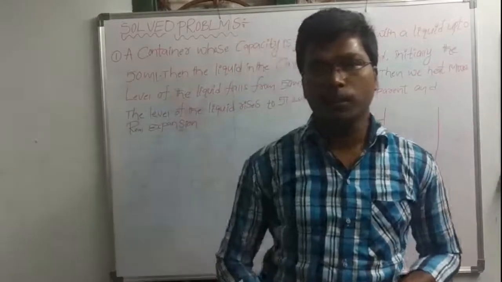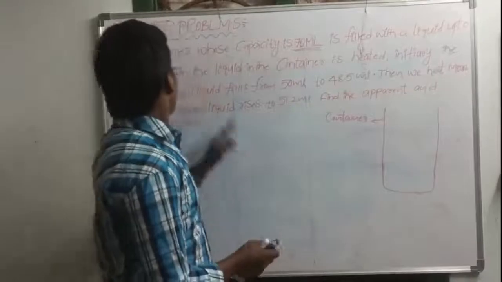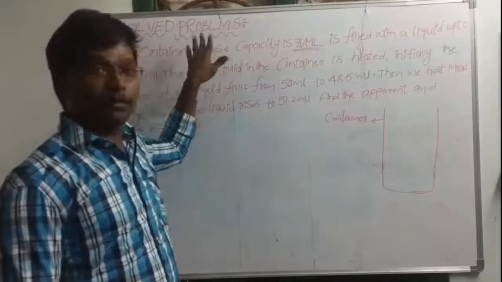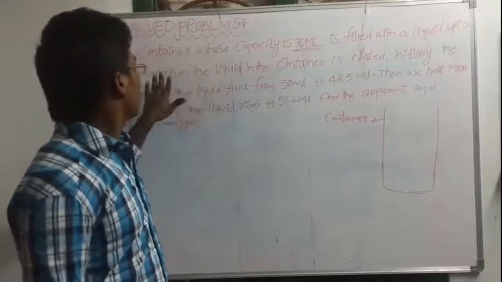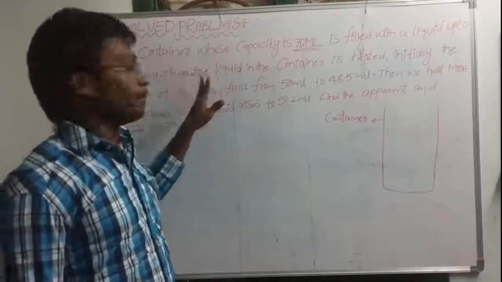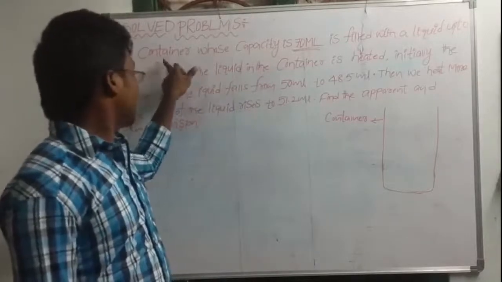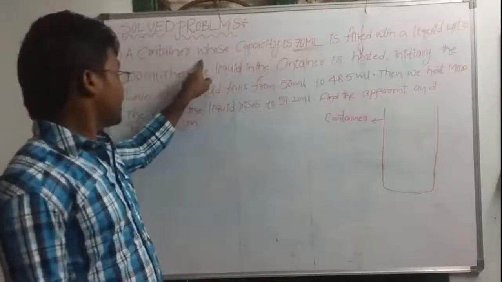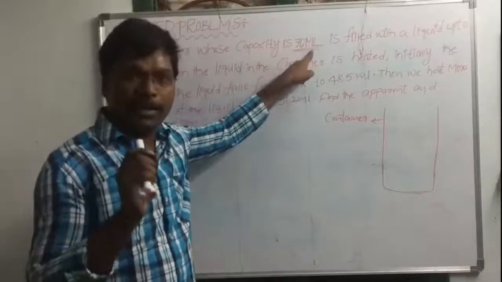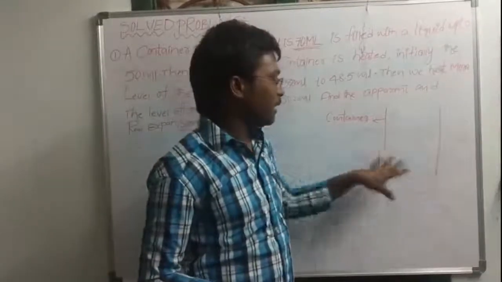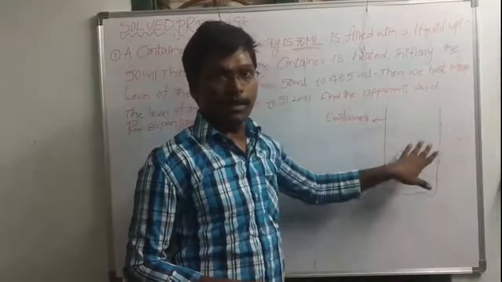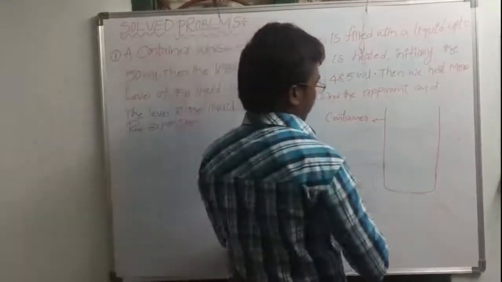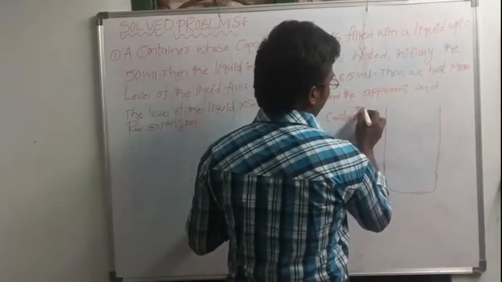Today's first problem is this one. The first problem in solved problems is this one. So, let us see this problem. Let a container whose capacity is 70 ml. A container whose capacity is how much? 70 ml. So, this is the container. This capacity is how much? 70 ml.